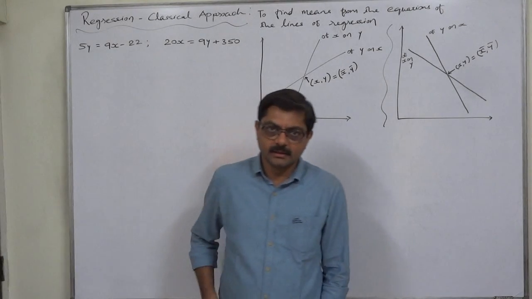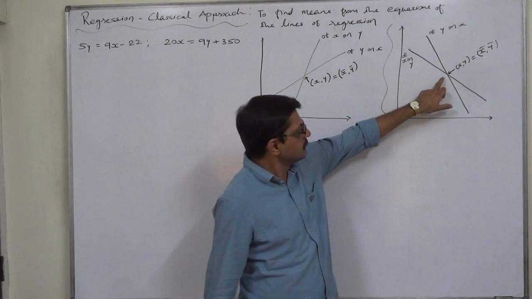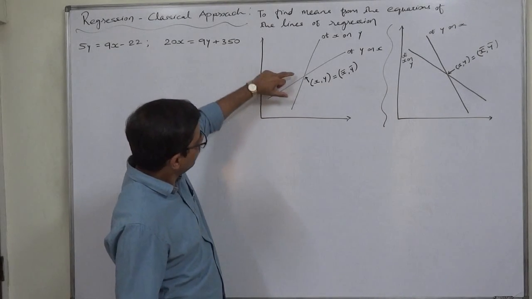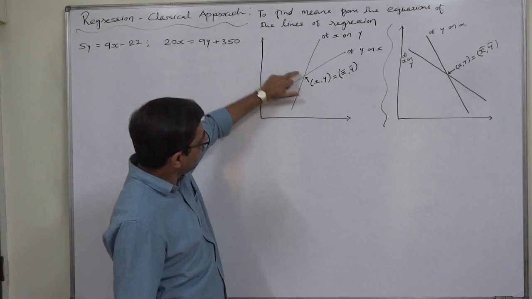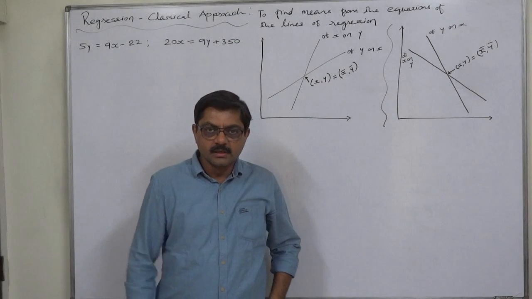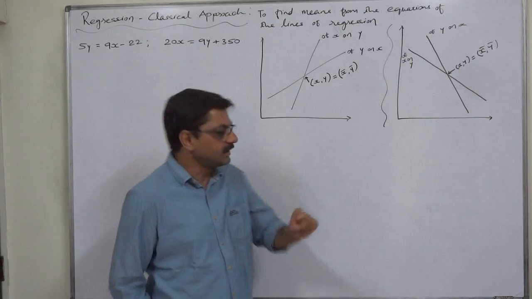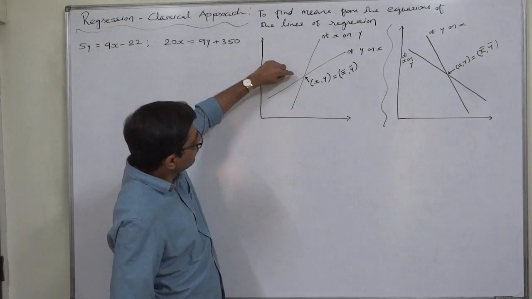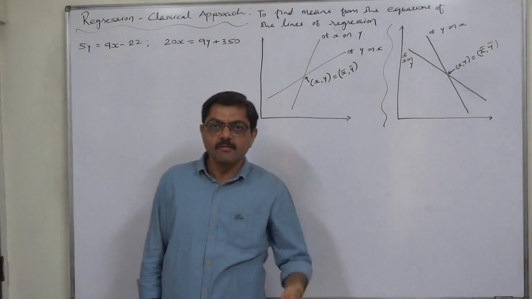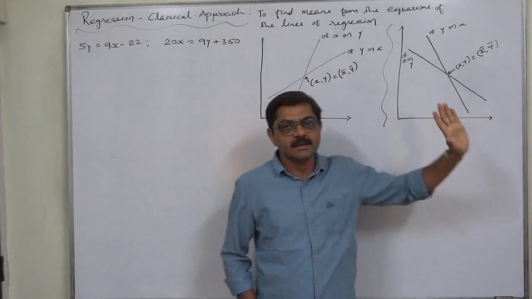As we know, the point of intersection of two lines of regression, rather the coordinates at the point of intersection of the two lines of regression, is made up of two means. That means the value of x and y at the point of intersection is exactly equal to x bar and y bar, or in other words, the two lines of regression intersect each other at their means.